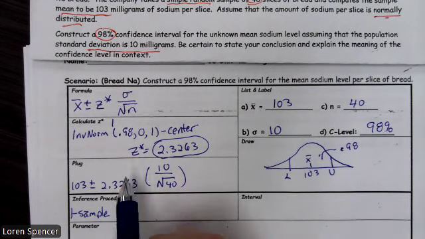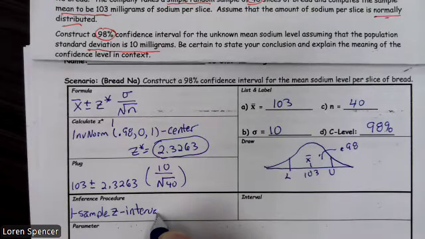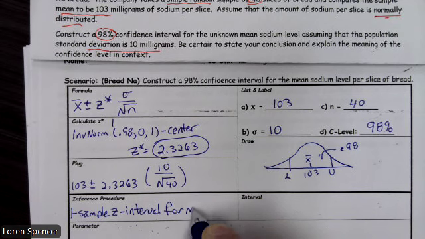And we're going to be using the Z interval, and we're interested in the population means. And we're just going to write means. So one sample Z interval for means.